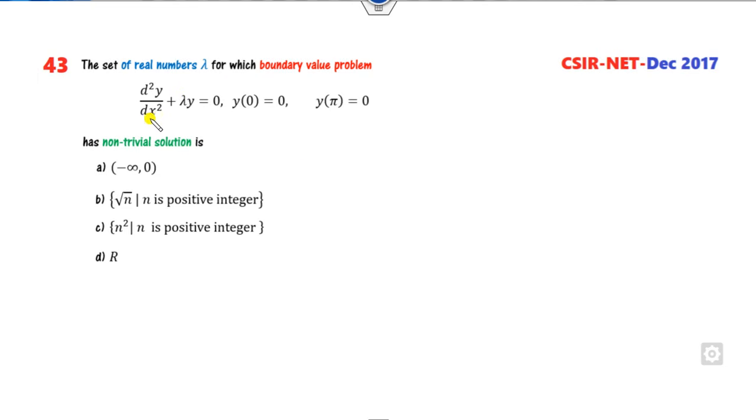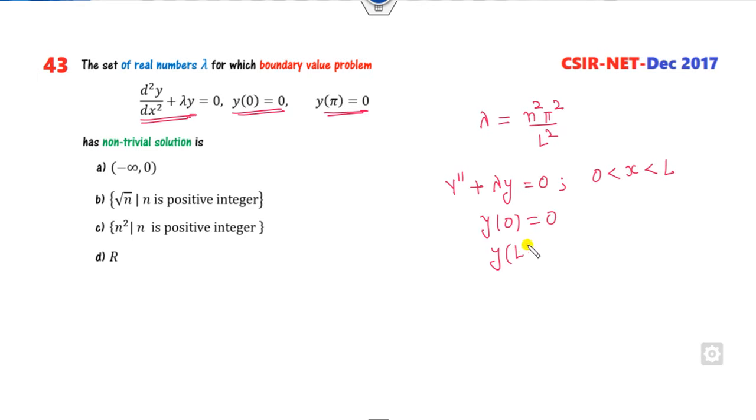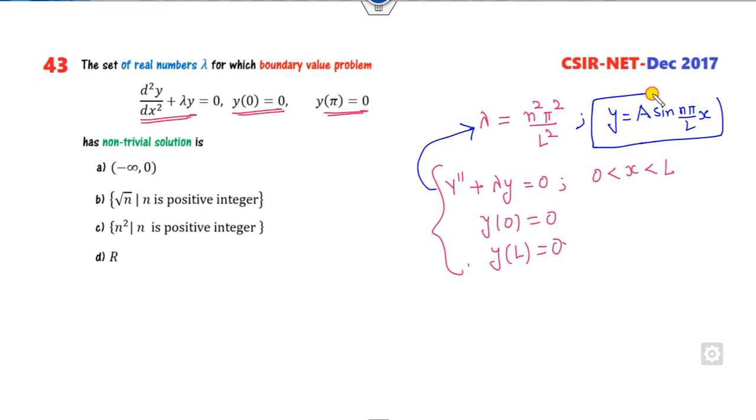Now whenever there is a differential equation of this kind with the initial conditions given, then you can easily find the value of lambda. If I simply tell you the general condition, this equation is 0 whenever x lies between 0 to L, and y at the lower limit and y at the upper limit both are 0. Then the solution is y equal to sine of n pi by L times x, and the corresponding eigenvalue is lambda equal to (n pi by L) squared. This is my solution and this is my eigenvalue.